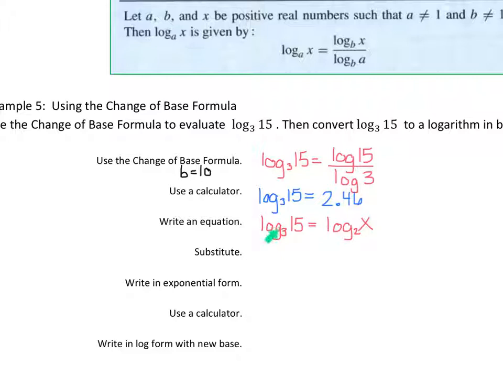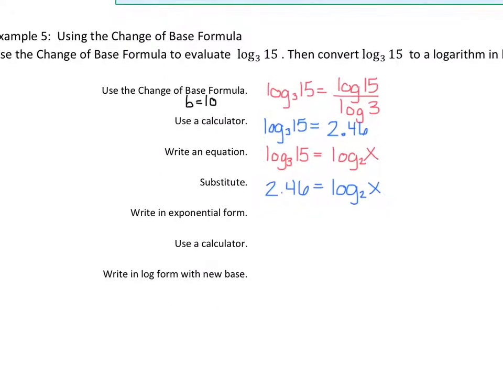Now what do we know log base 3 of 15 equals? 2.46. So we'll say 2.46 equals log base 2 of x. We can figure out what that x is if we get rid of the log. So let's put it in exponential form. So 2 is the base, right? What will the exponent be that's attached to that 2?